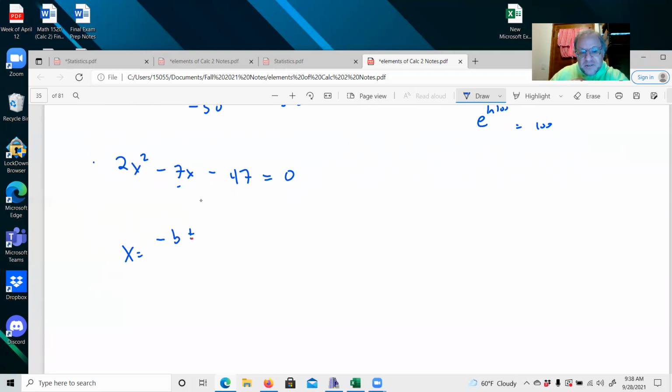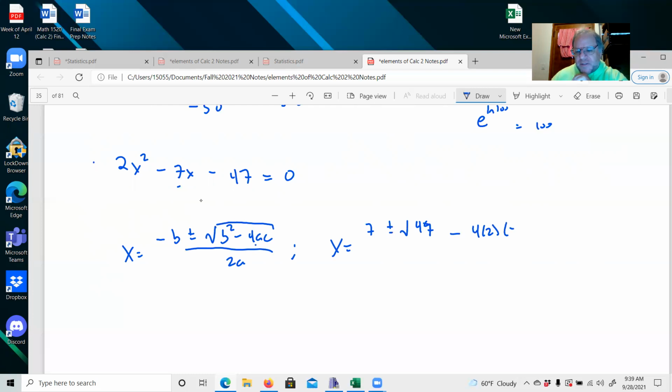So negative b plus or minus the square root of b squared minus 4ac. See, I told you there's formulas you take to your grave. This is one of them. So x is equal to negative b, 7, plus or minus the square root of b squared, minus 4, and then a is 2, and c is negative 47. There's no way I'm going to do that in my head. Divided by 2a.